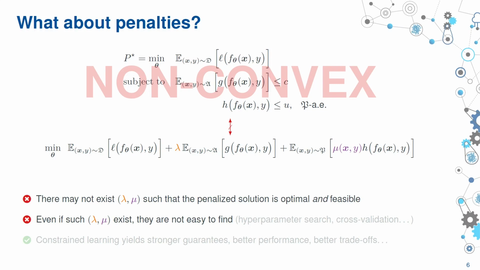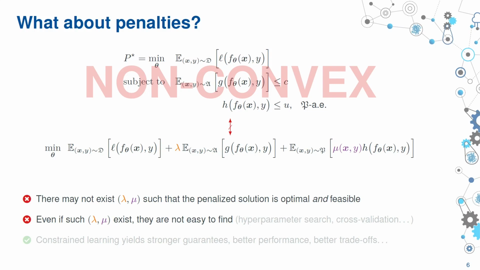So the big advantage that we're hopefully going to manage to show and tell you, both prove and show, is that using a constraint formulation as opposed to this regularized formulation has a lot of advantages, both theoretical, in terms of guarantees, and also in terms of performance.